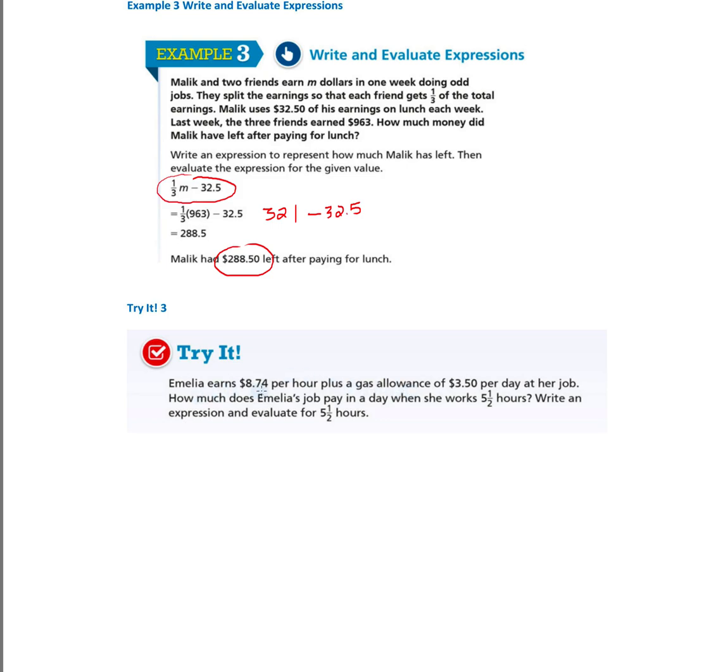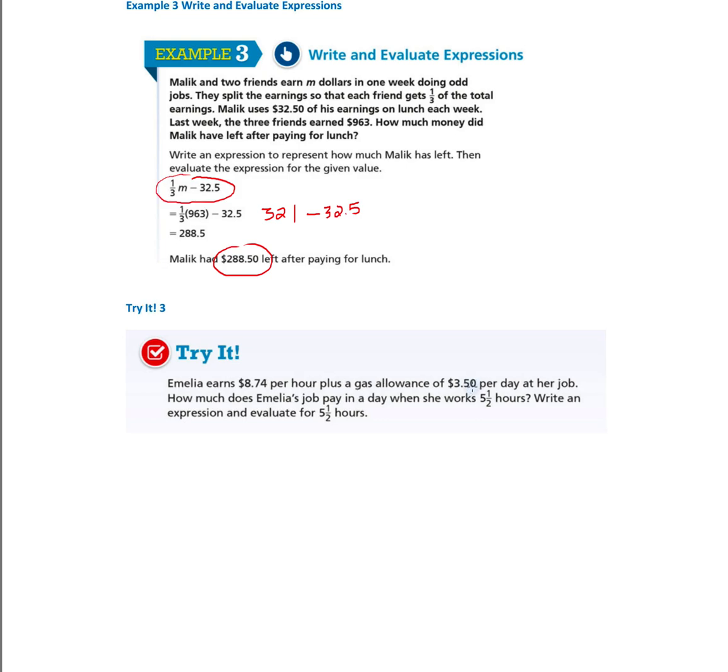So here we go. Amelia earns $8.74 per hour plus a gas allowance of $3.50 per day at her job. How much does Amelia's job pay in a day? So it's in a single day. So she's only going to have to pay this $3.50 once. Or only going to get that $3.50 once. She's going to get $3.50 per day, but then it says a day. That's just one. So she's going to work 5.5 hours, and it says write an expression and evaluate it.